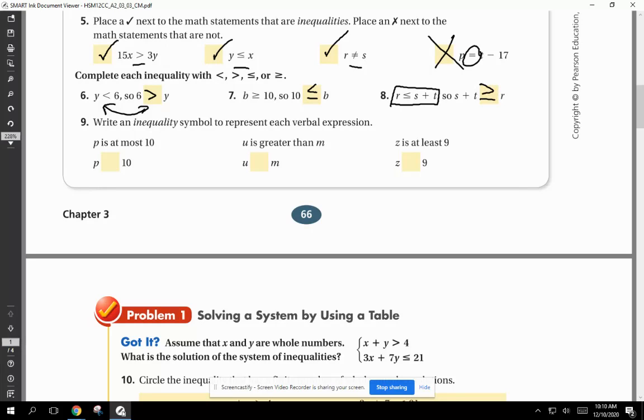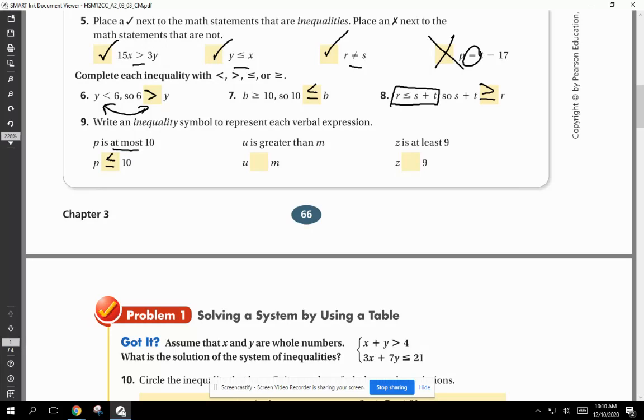All right, number 9, write an inequality symbol to represent each verbal expression. P is at most 10. So P is going to be less than or equal to 10, at most. That's a tough one, the word at most. So it has to be less than.